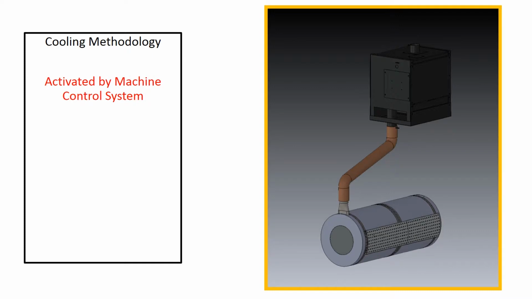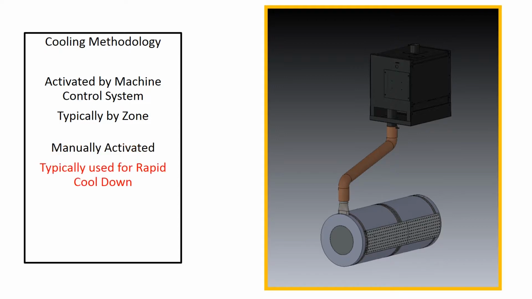Cooling can be activated by machine controls and programming, and when this is done, each zone is typically controlled separately with its own blower. Blowers can also be set up to be manually activated, which is typical when the cooling system is used for rapid cool down, for material changes, or maintenance.